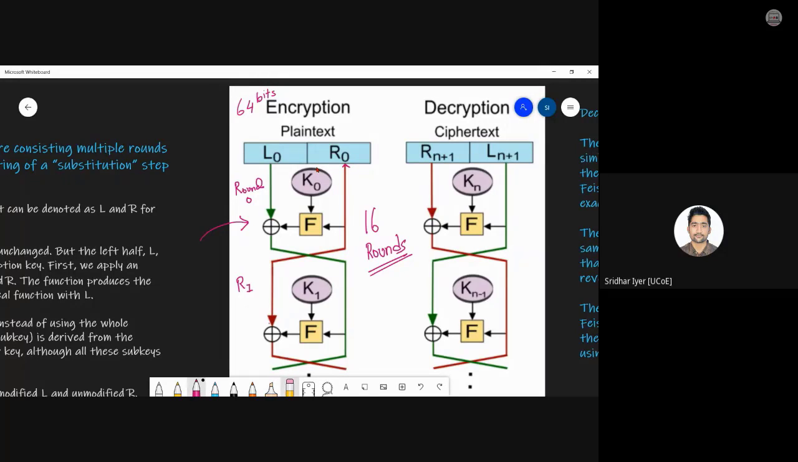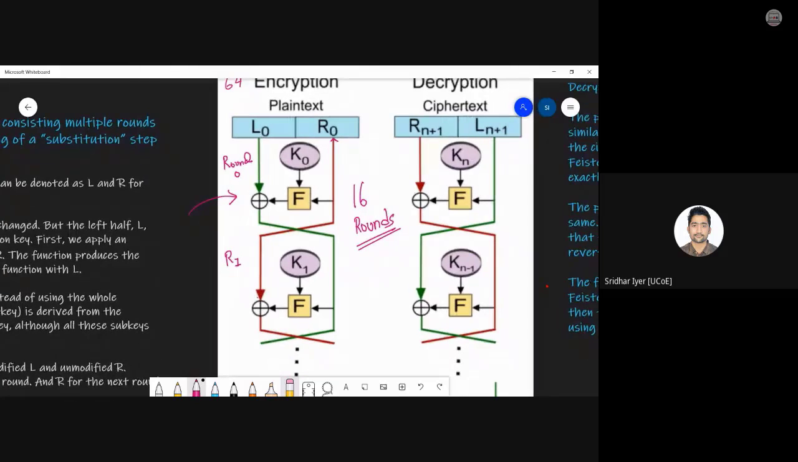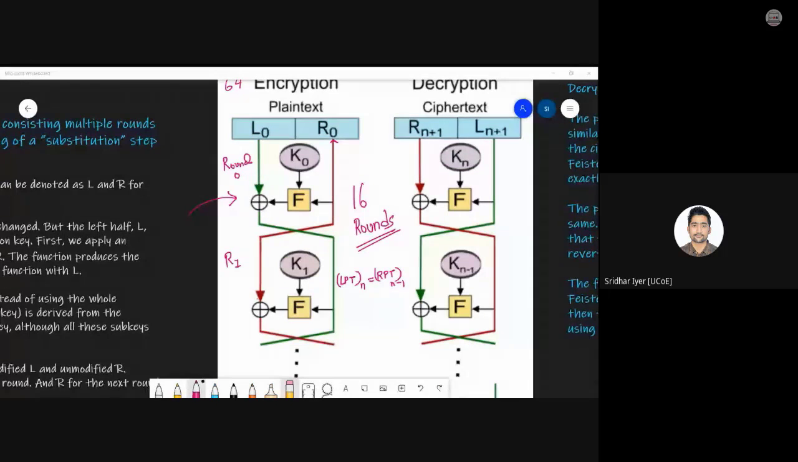So what are we doing? Any one of you kindly let me know. What are we doing exactly? The left plain text, that is LPT of n, is nothing but RPT of n minus 1. Yes or no? Am I clear? Yes or no, students? Whatever I have written over there, is it clear?